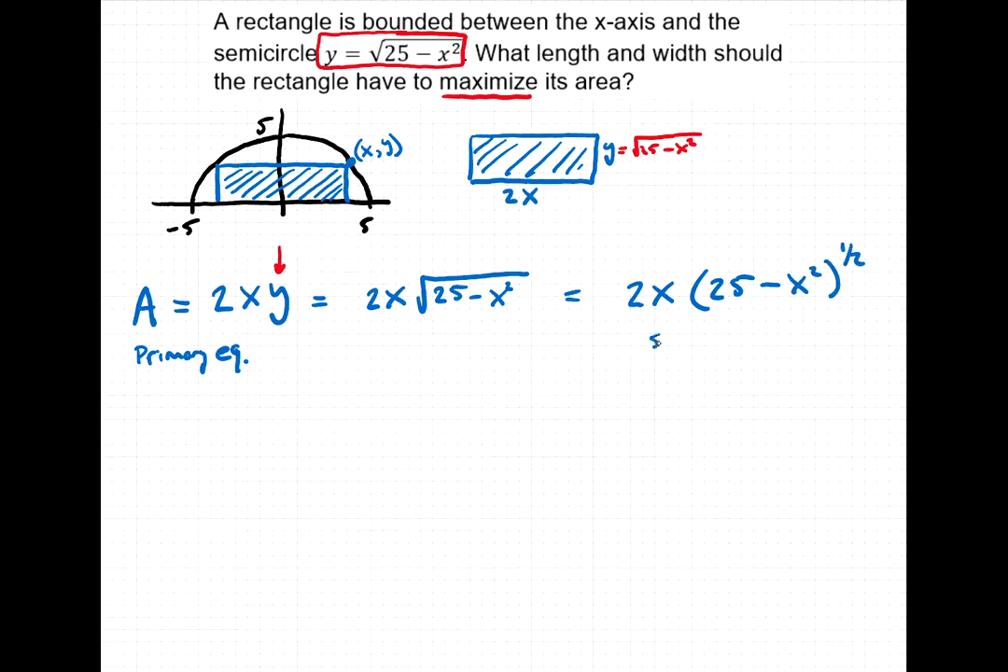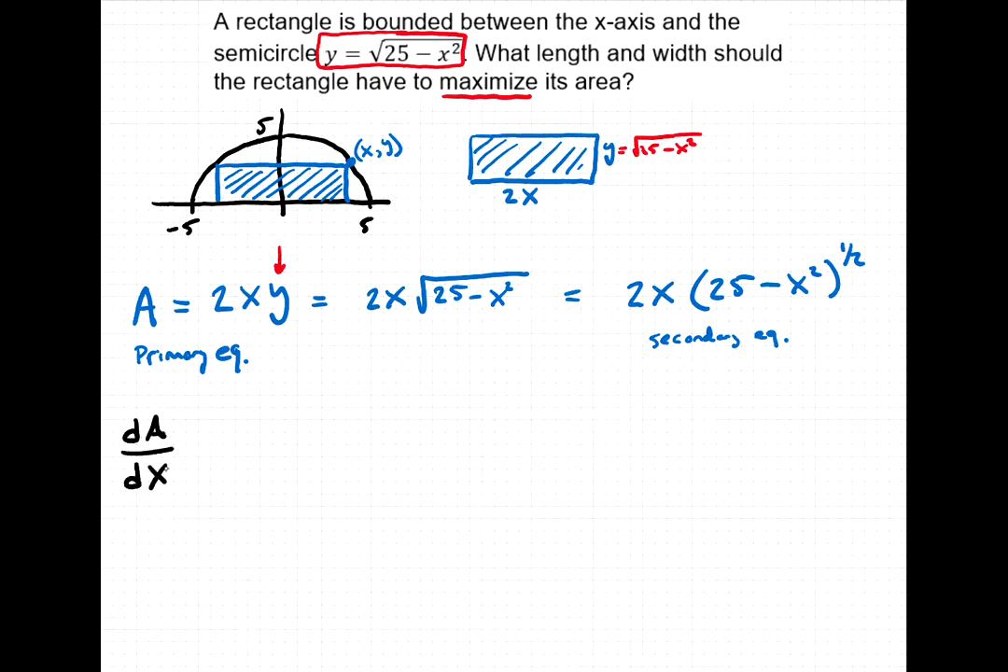So this is called the secondary equation. This is the one we're going to work with. It's what we get when we eliminate all but one of the independent variables. So we have A and we have x. And so now, since we need the critical values to determine where the maximum is, we need to take the derivative of this.